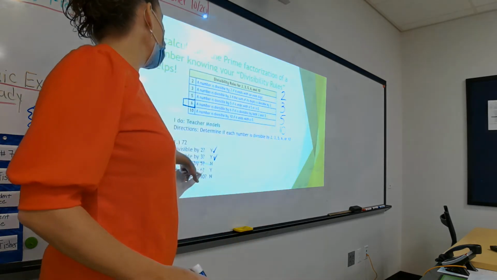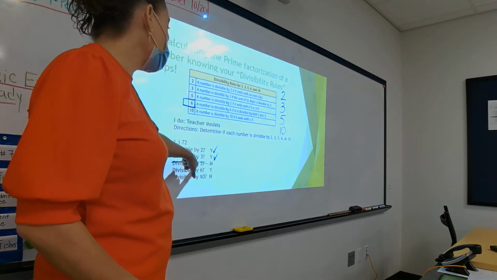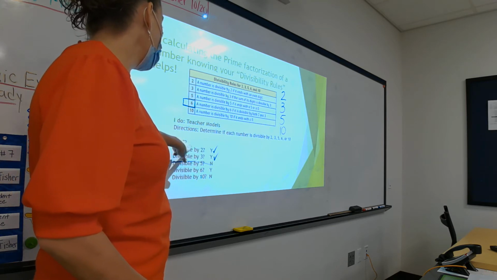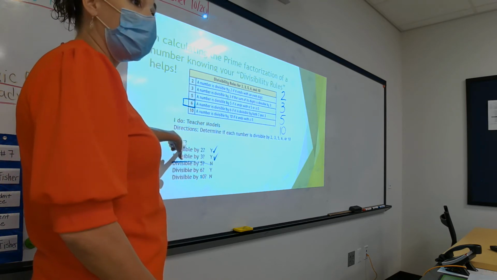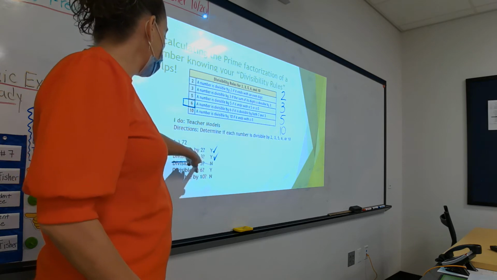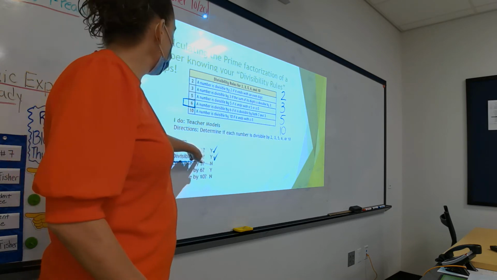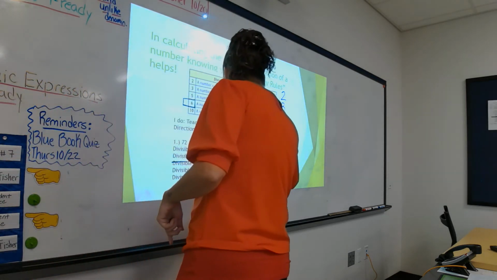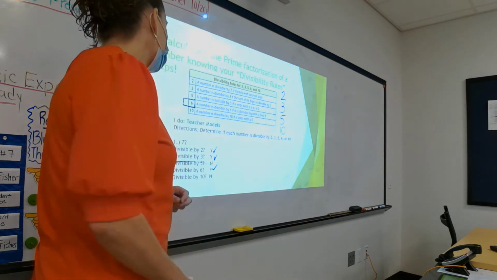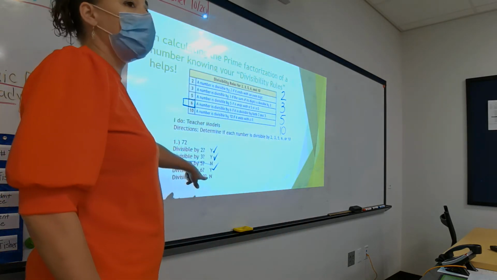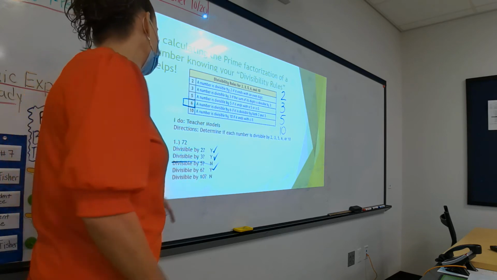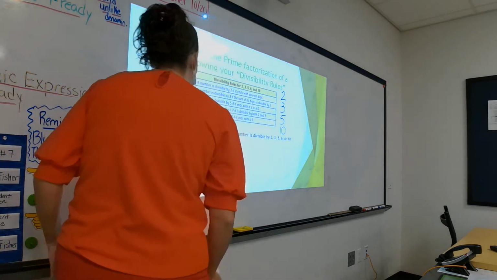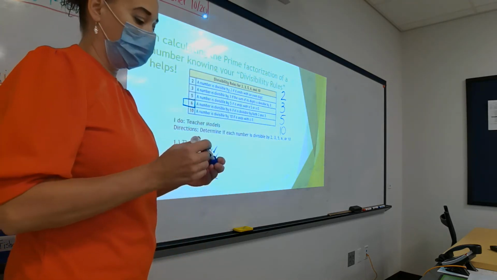Is it divisible by 6? Absolutely, because we already said it was divisible by 2 because it's an even number, and we already said it was divisible by 3, so if it's divisible by 2 and 3, it's absolutely divisible by 6. Is it divisible by 10? No. It does not end in a 0. Okay?